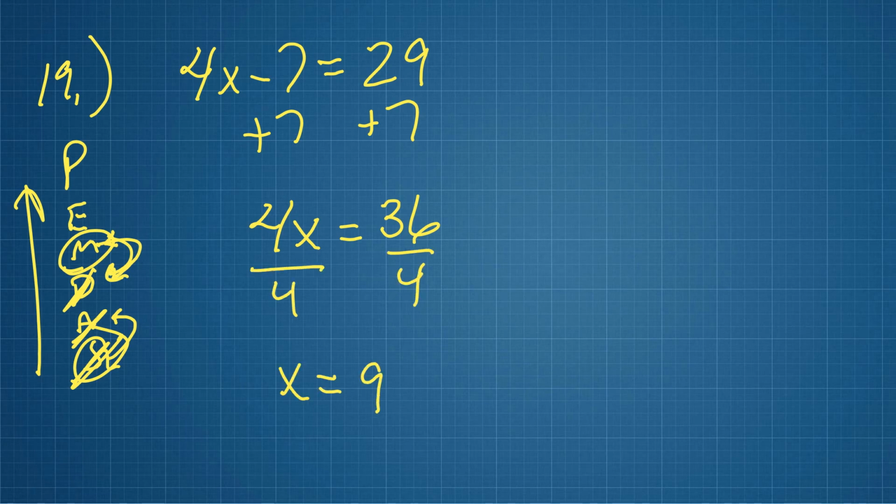Now if you want to check your work, plug it in. 4 times 9 is 36. 36 minus 7 is 29. True statement. Good to go.